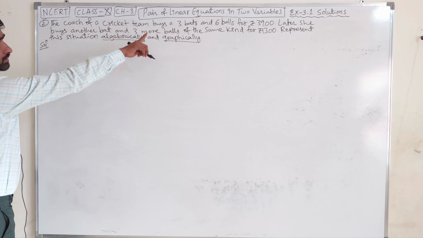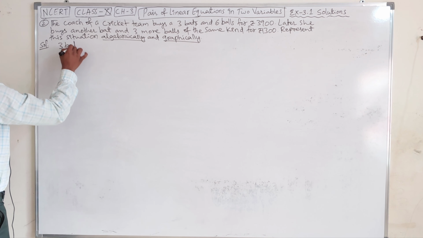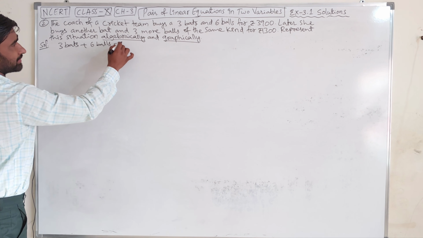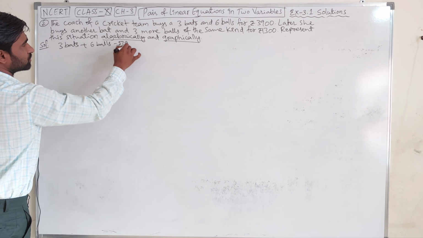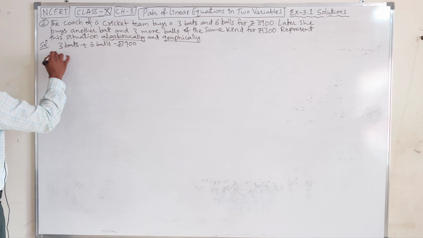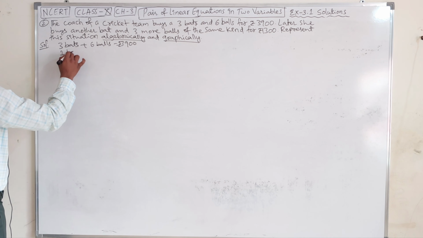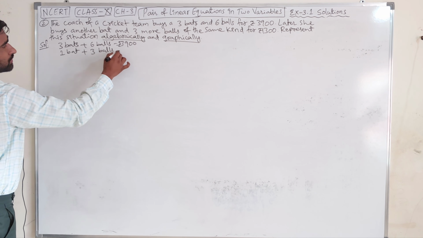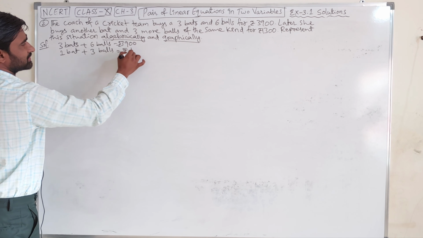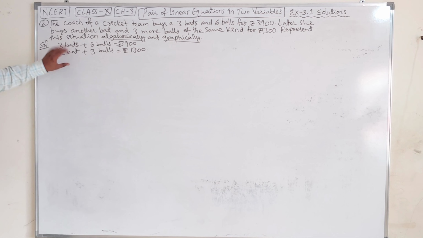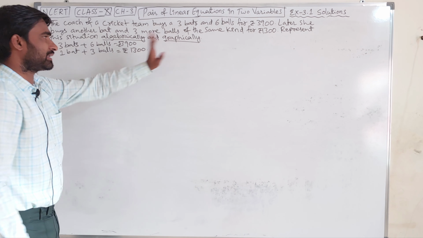Solution: 3 bats plus 6 balls she purchased for 3900 rupees. Later, another one bat plus 3 more balls of the same kind she purchased for 1300 rupees. So now this situation we have to represent algebraically and graphically.